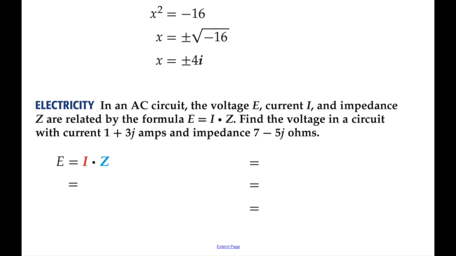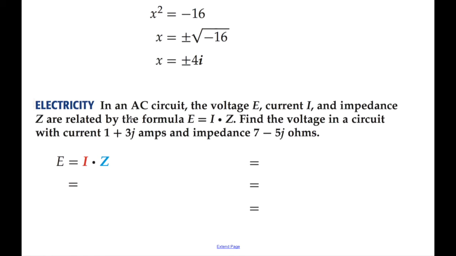Here's an example from electricity. Where do we use these complex numbers? Well, in electricity, they usually use the letter j instead of i, so they don't confuse it with i, which in electronics is considered current. So they use the letter j. Just keep in mind that it means the imaginary unit for us.